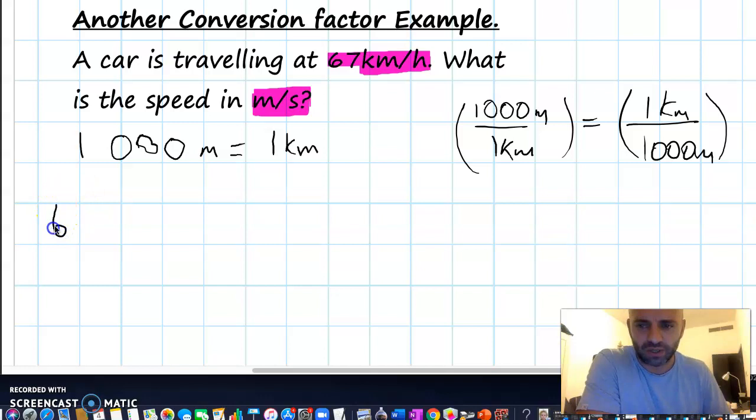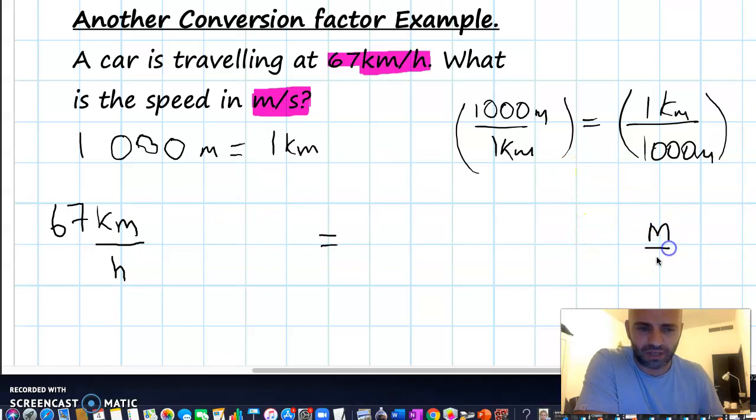So I know I've got 67 kilometers, and I'm going to change how I write the unit. I'm going to put the kilometers on top and the hours on the bottom. Normally they're written kilometers per hour with the slash there, but I'm going to just put the hour on the bottom and put it in proper fraction form. I'm going to put my equal sign over here, and I know that I want my answer in meters per second. Okay, so I'm just going to do the first part first, and just the meters part first.